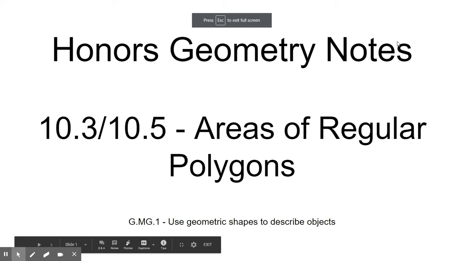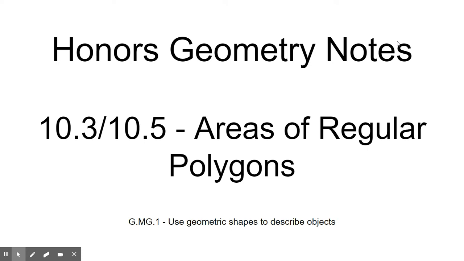Okay, so this is an honors geometry topic only, 10.3 and 10.5, areas of regular polygons. So, think of stop signs, and other types of signs I can't think of right now. They're typically regular polygons. They're not triangles, they're not rectangles. So, how can we find their area?